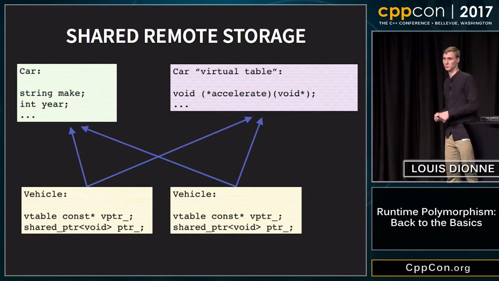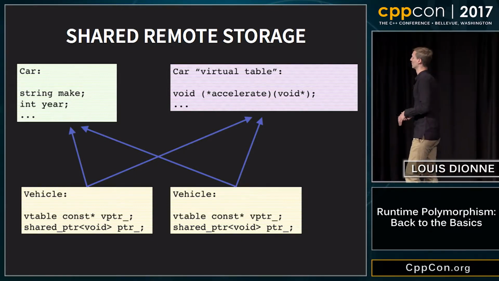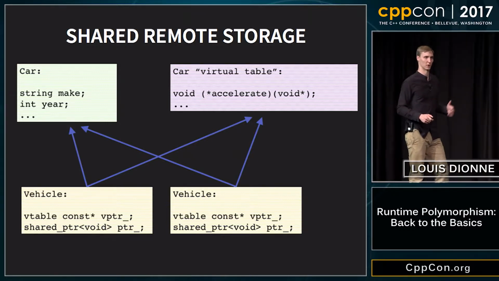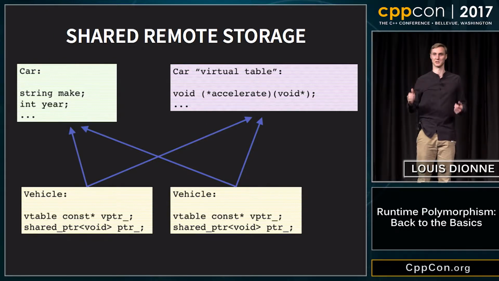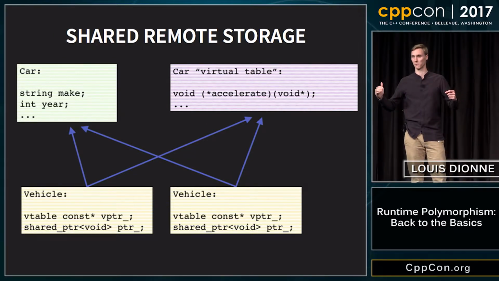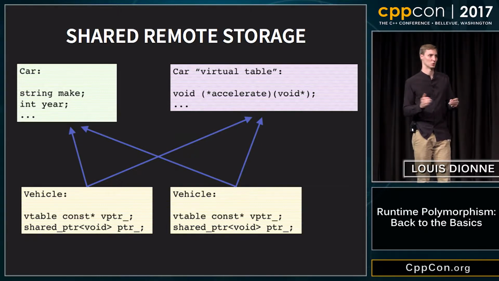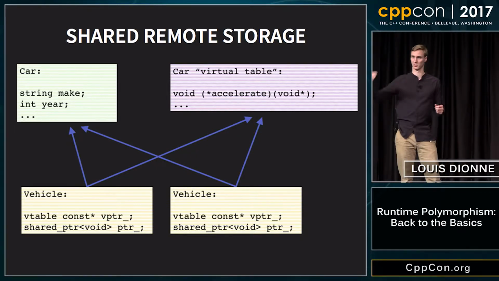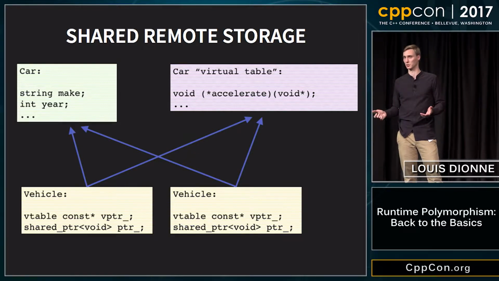Another thing you can do, and now we're actually back in the value semantics world, is have shared remote storage. This is something that Sean Parent talks about in his talks. The idea is you use a shared pointer, so that all the vehicles share the same underlying representation. When you make a copy, you're only creating a new shared pointer to the original one, and that allows you to do optimal sharing.